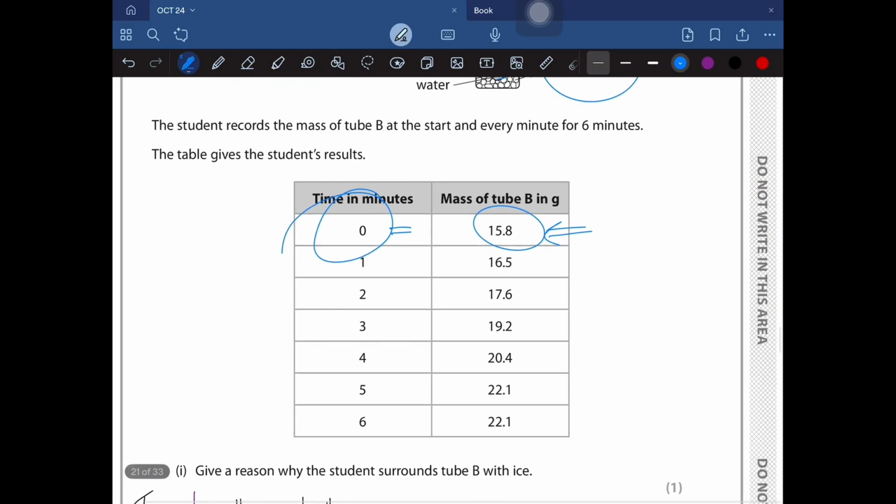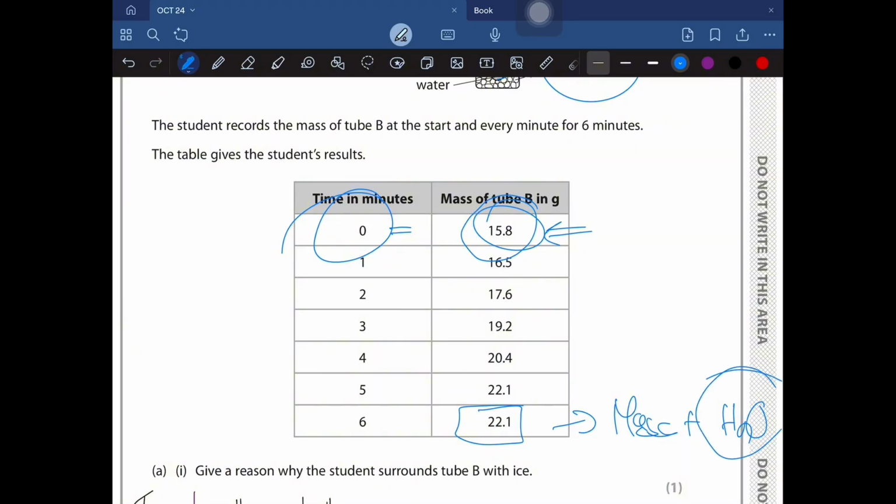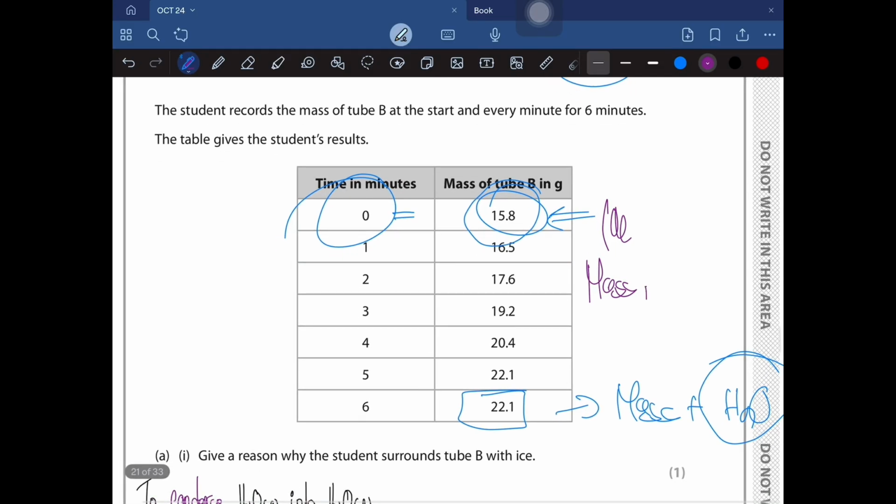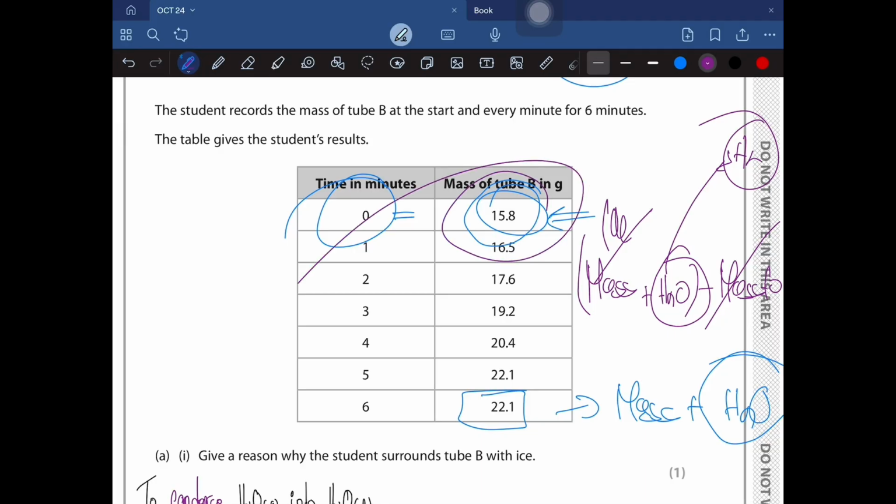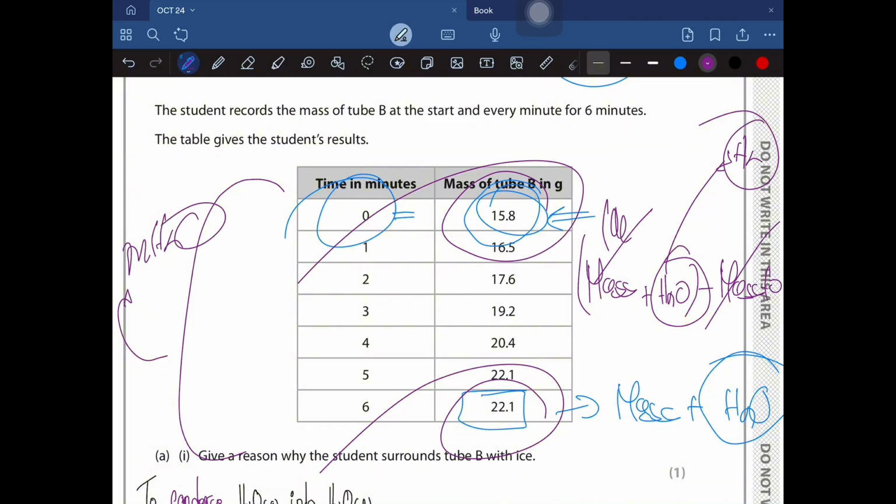If you subtract this mass of the tube individually from the mass of the tube plus water, then you only remain with the mass of water. So mass of tube plus water minus mass of tube: the tube mass gets cancelled out, and what you are left with is water only. If you subtract this 15.8 from 22.1, you are going to get the mass of water.